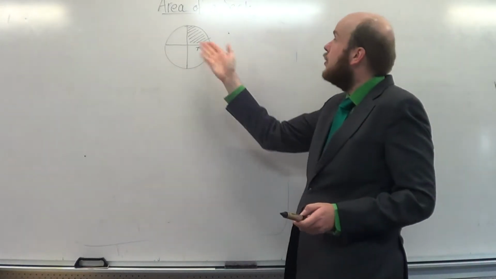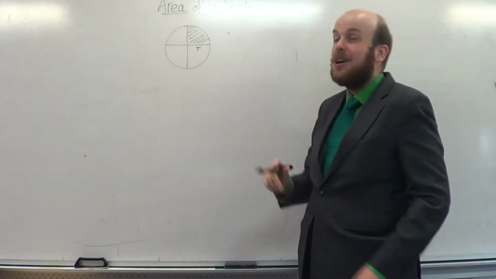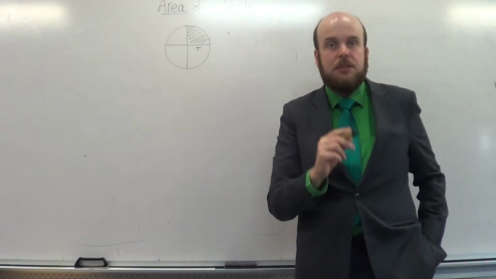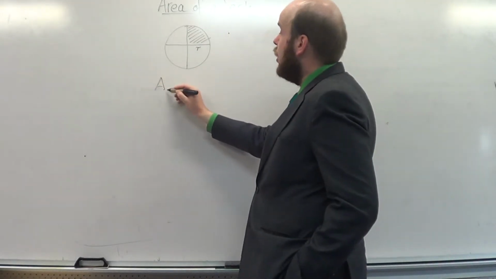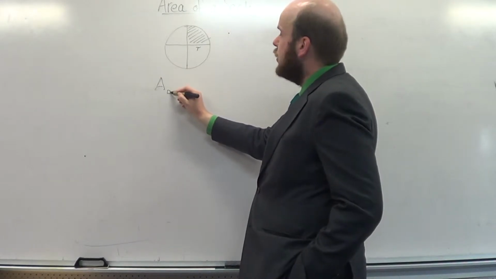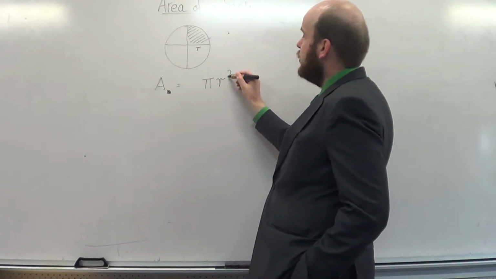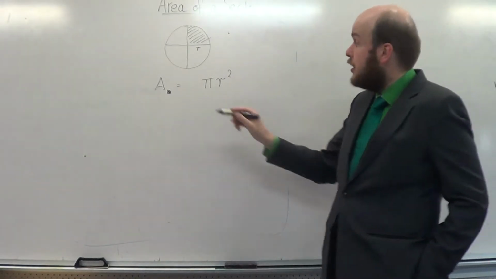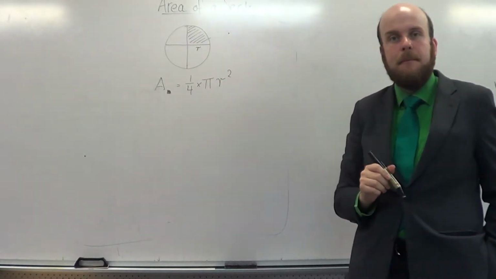So, let's just start with a basic circle here. So here, I've got a circle and I've shaded in a quarter of it. And I've asked you to find the area of the shaded part. Well, the area of the shaded part would be, see, an area of a circle is pi r squared. And then it would be 1/4 of that answer.